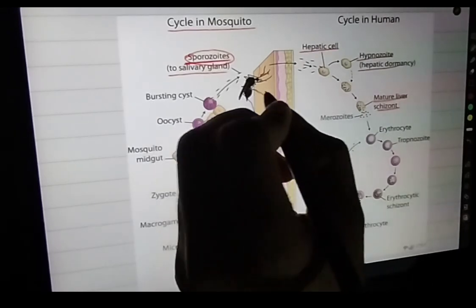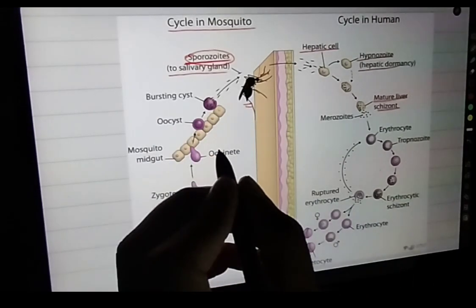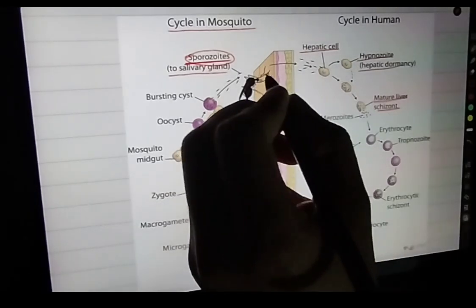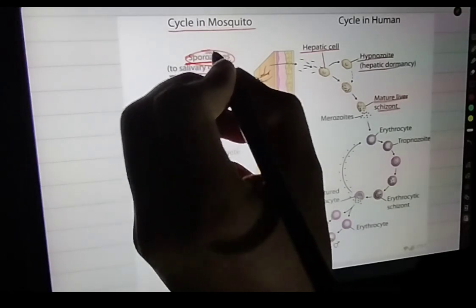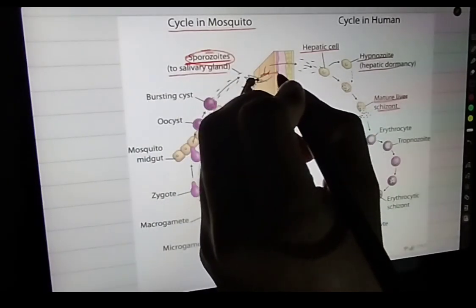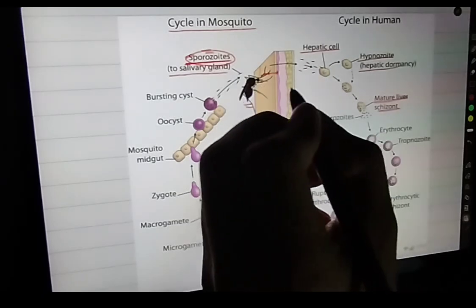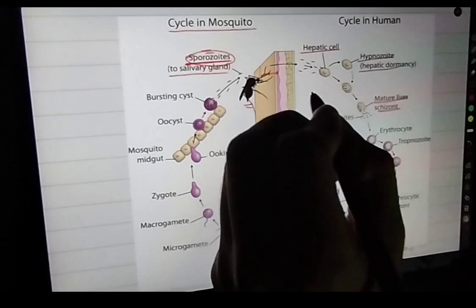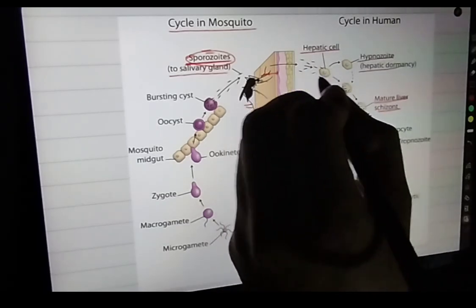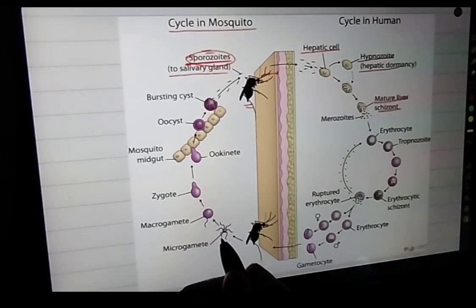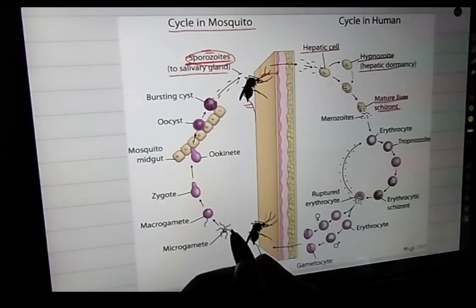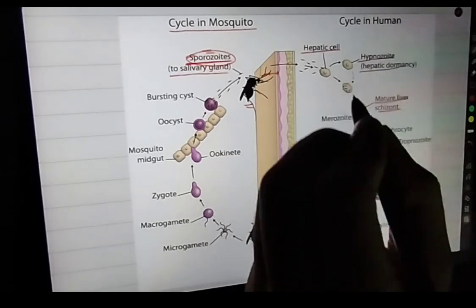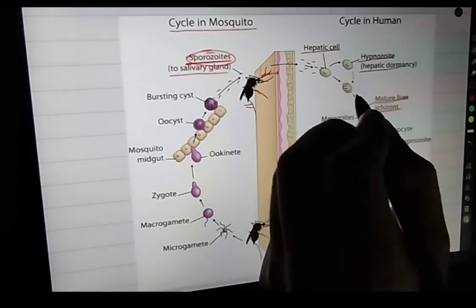When the infected female Anopheles mosquito bites healthy human skin, these sporozoites are released into the skin. Via the skin, they reach the bloodstream. Within 30 minutes, the sporozoites leave the circulation and reach the liver, and they cause infection of the liver. They bind with receptors present on the hepatocyte, enter the hepatocyte and undergo development.